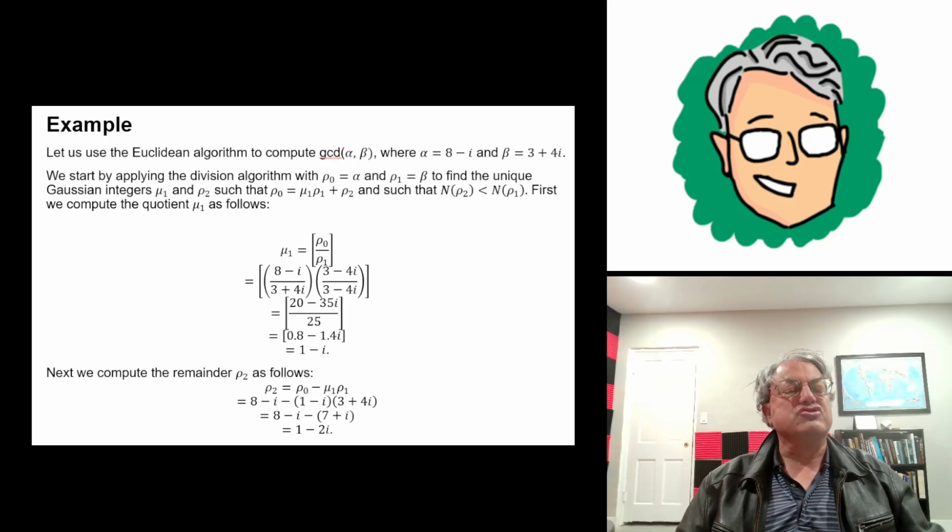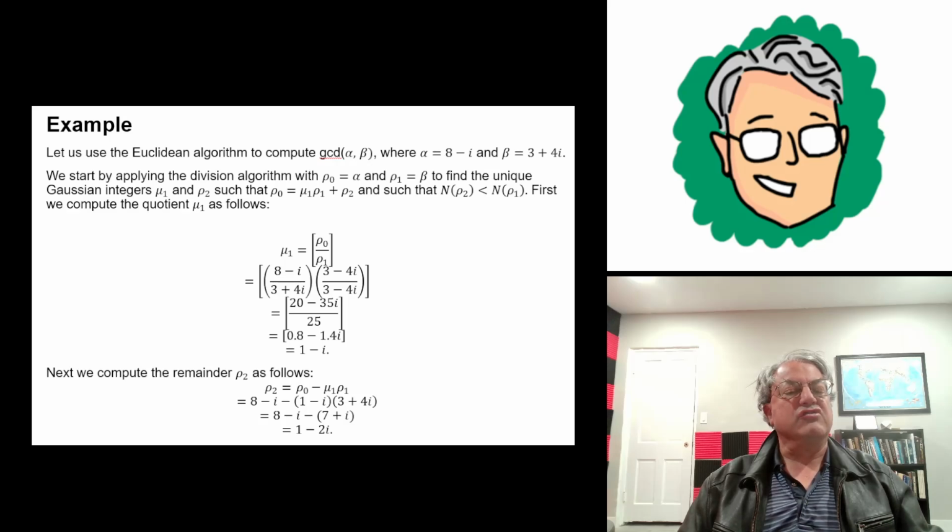So remember, we're going to get rho 2 equals mu1 times rho 1 plus rho 0. And to get mu1, we take the nearest Gaussian integer to the quotient rho 0 over rho 1, or if you like alpha over beta. And that's just (8 minus i) over (3 plus 4i). When you do the arithmetic, the exact quotient is 0.8 minus 1.4i. You round that to the nearest Gaussian integer, which you can do just by rounding the real and imaginary components, and you get 1 minus i. So that's our first quotient.